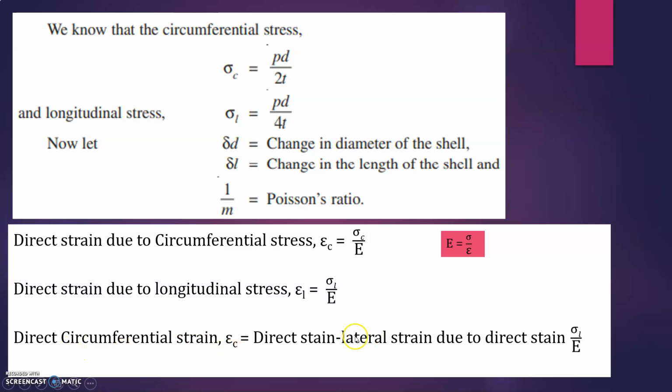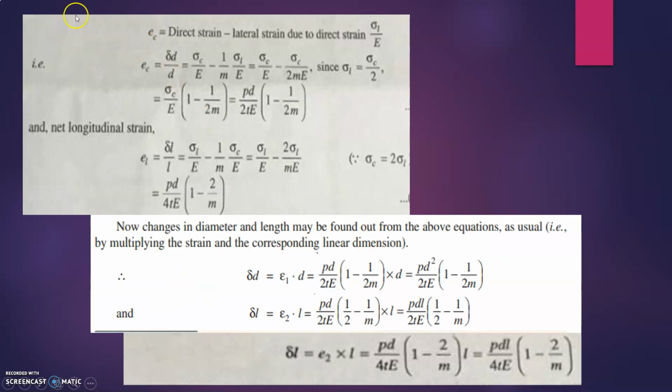Now we have to calculate what is direct circumferential strain. That is nothing but direct strain minus lateral strain due to the direct strain. So now we have to calculate circumferential strain and longitudinal strain. That is nothing but direct strain minus lateral strain. What is direct strain? Direct strain, in the case of circumferential stress, is given by sigma c divided by E here.